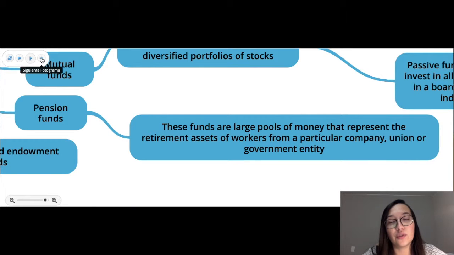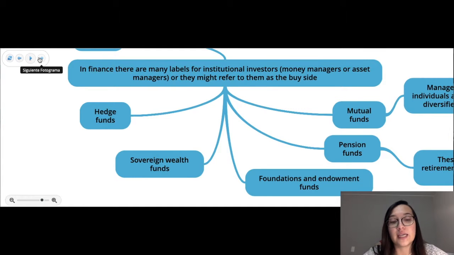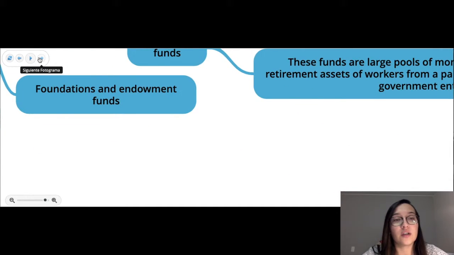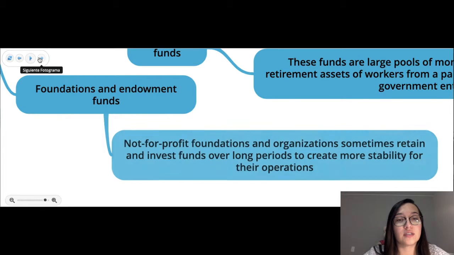Pension funds. These funds are large pools of money that represent the retirement assets of workers from a particular company, union, or government entity. An example of a pension fund in Colombia is Colpensiones. Foundation and endowment funds. Not-for-profit foundations and organizations sometimes retain and invest funds over long periods to create more stability for their operation. An example of a not-for-profit organization is Universidad de La Sabana.